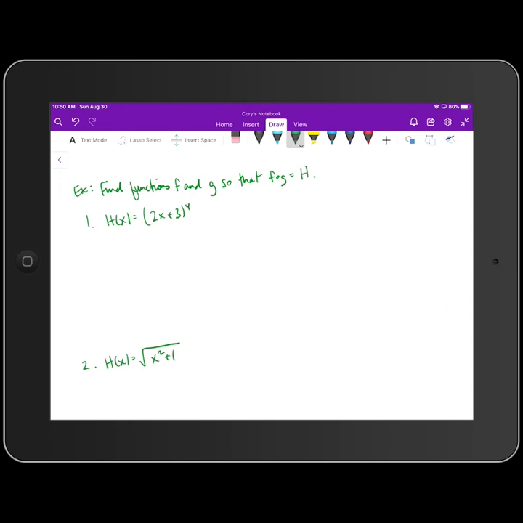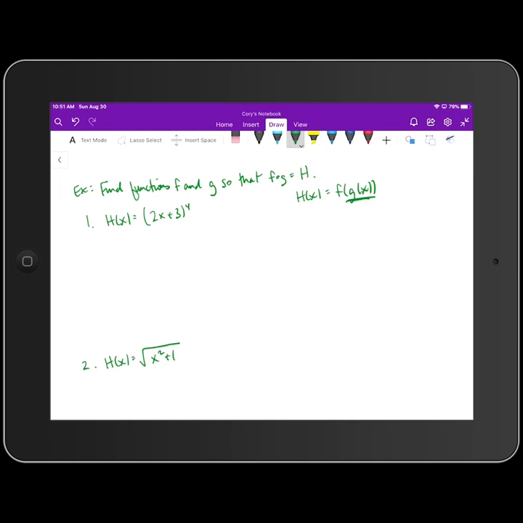Okay, so for these examples here, we're asked to find functions f and g so that f composed with g is equal to h. Okay, so again, that's going to make h of x, if that's equal to f composed with g, equivalent to f of g of x. So g of x is the inner function in the composition, and f of x is going to be the outer function in the composition.